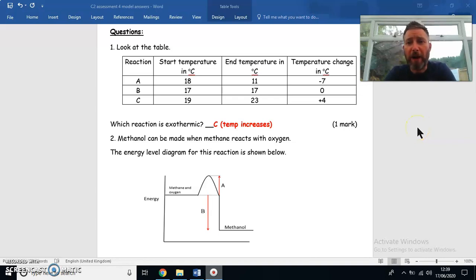Okay, hi guys. Thank you very much to all those people who have done the assessment already. Well done, you guys. I've marked them and sent them back to you. For everybody else, and for those people, this is the mark scheme here.